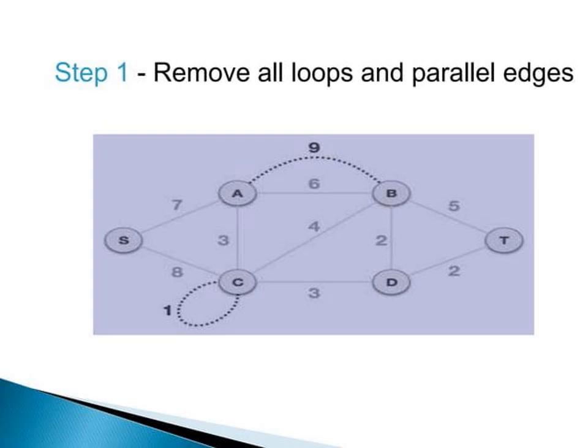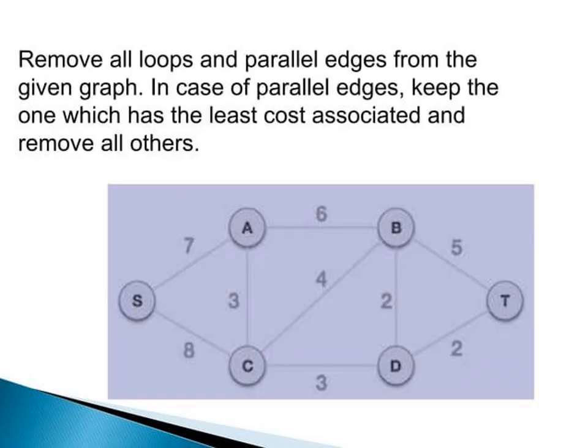In the case of parallel edges, we need to keep the one which has the least cost and remove all the others. So step 1 is to remove all the loops and parallel edges from the given graph. Here we remove all the loops and parallel edges.